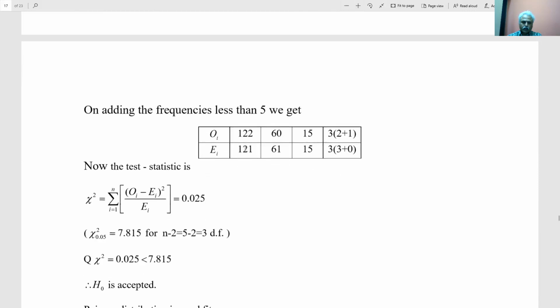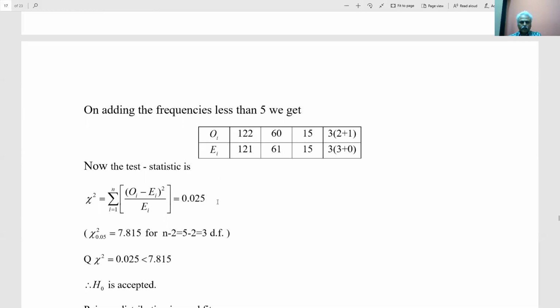122 minus 121 whole square divided by 121, plus 60 minus 61 whole square divided by 61, plus 15 minus 15 whole square divided by 15, this is 0, plus 3 minus 3 whole square divided by 3, 0. So once again, what you have to do is OI minus EI whole square divided by EI. When you add all these values, you will get 0.025.